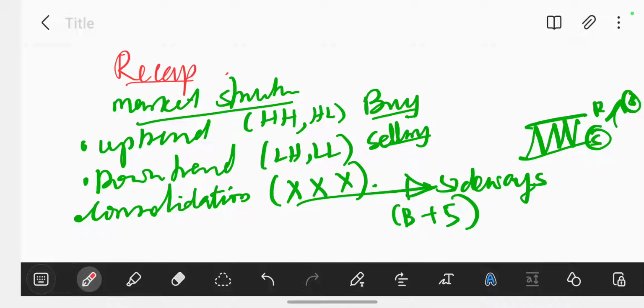So I'm going to end this one here. I hope you learned something and you now understand the concept of market structure.